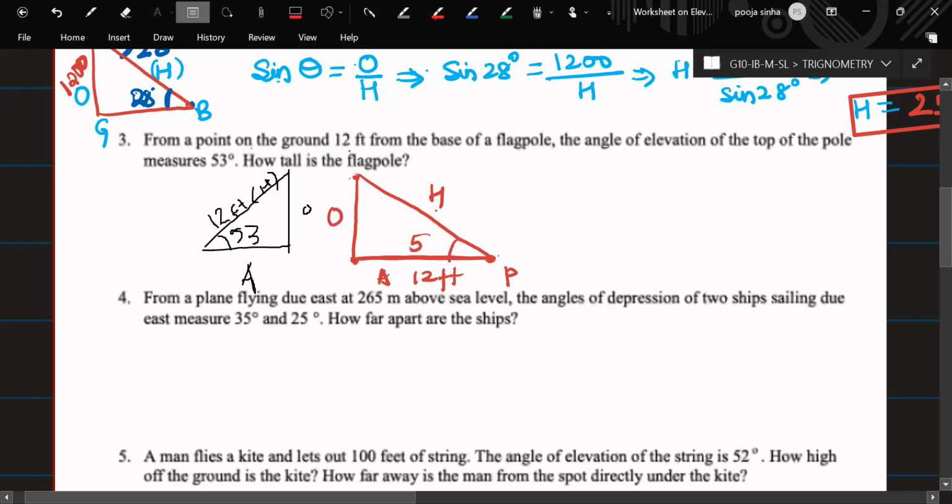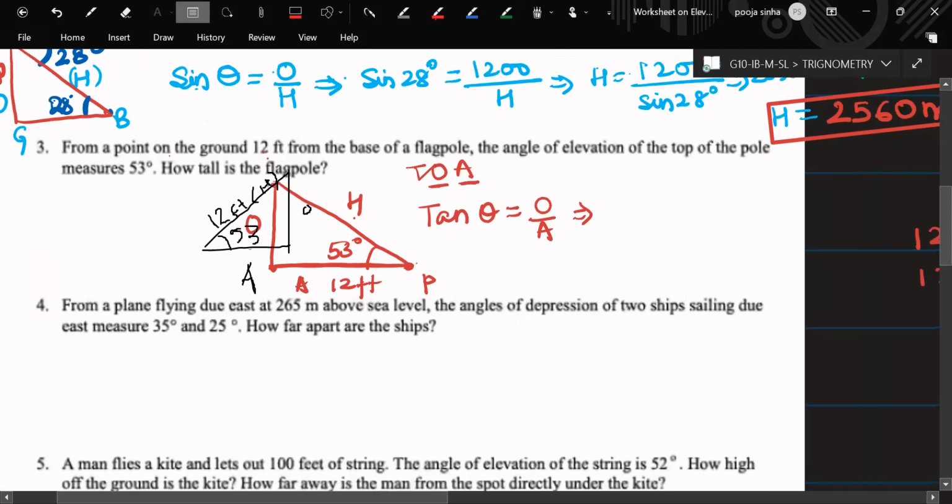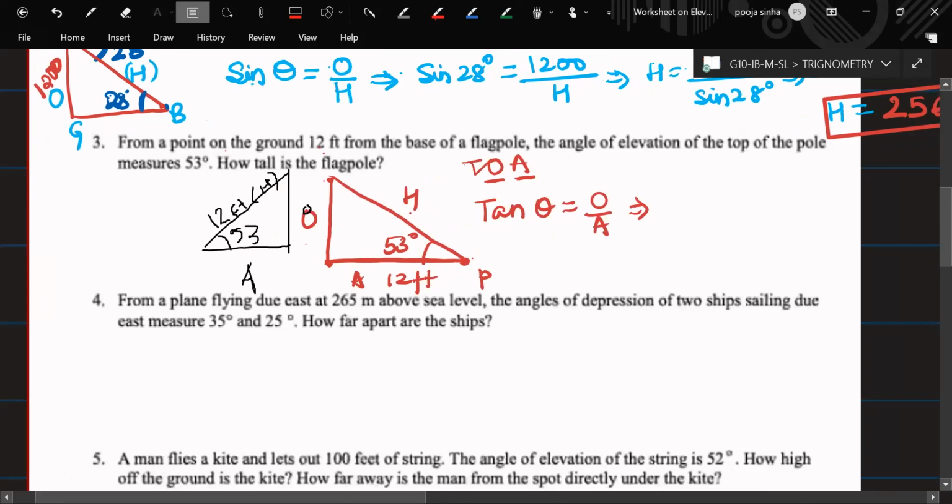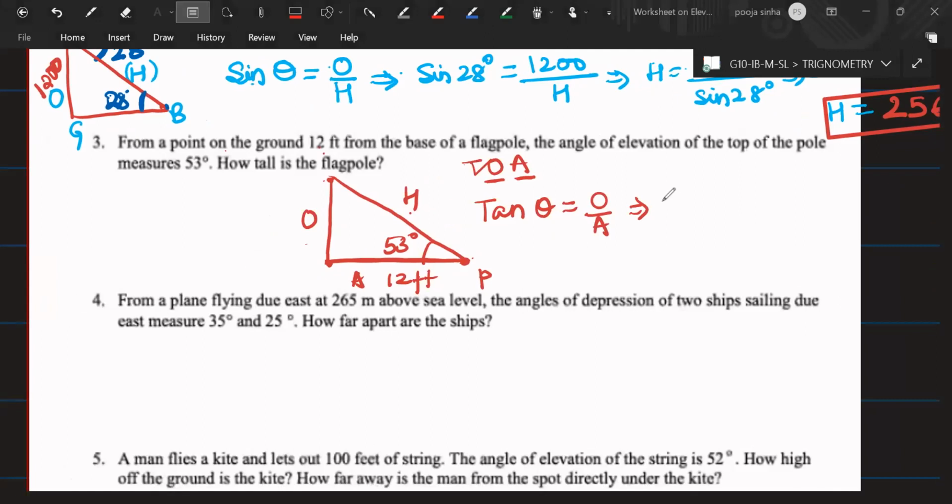Rest everything was fine, 53 degrees. What do I use? SOH CAH TOA. For TOA, what are we supposed to find out actually? What is the height of the flag? I need to find O, and I have A. So I will use TOA. So tan theta is equal to O upon A. Please say with me. Tan theta is equal to O upon A. Next, tan 53 degrees.